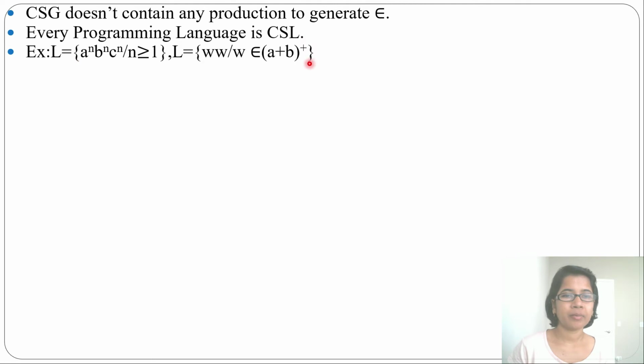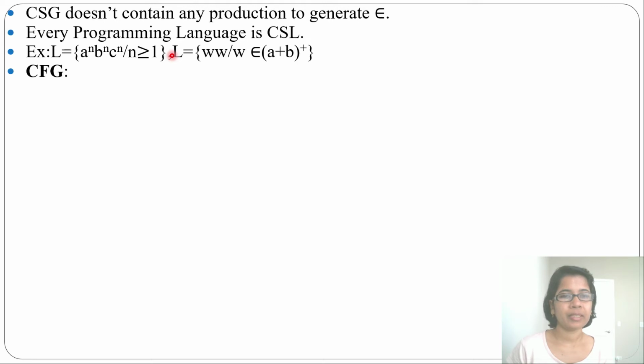These are some examples of context sensitive grammar: A power n, B power n, C power n, where n is greater than or equal to 1. If it is greater than or equal to 0, it is not context sensitive, it is recursively enumerable. And W belongs to (A plus B) positive closure. If it is (A plus B) Kleene closure, it is recursively enumerable. In context sensitive, the minimum string length is 1. It will not contain epsilon or a length 0 string.